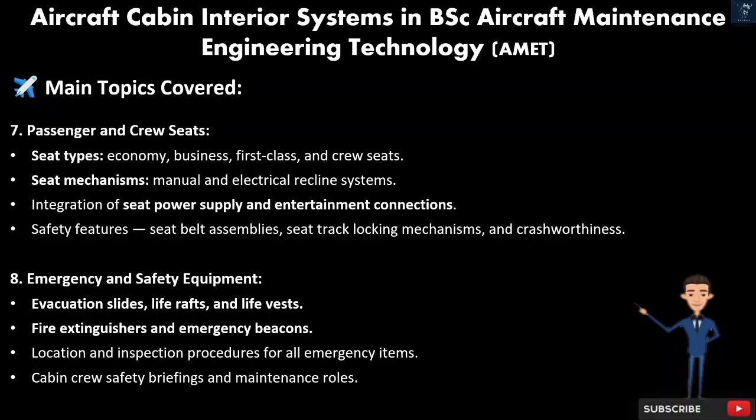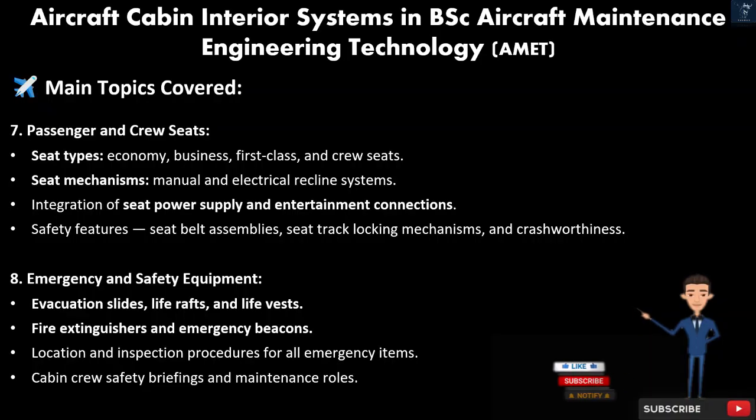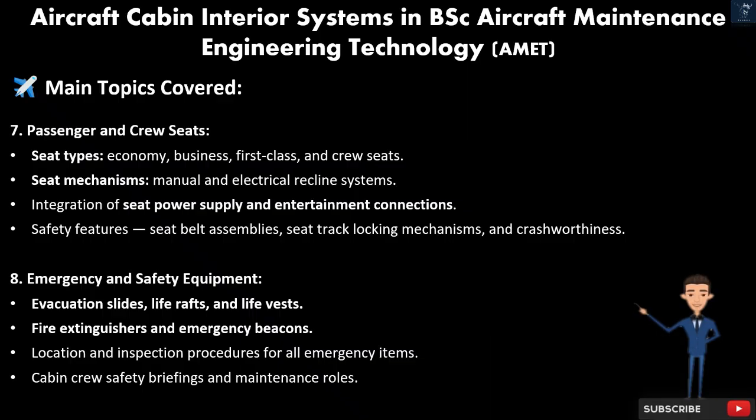7. Passenger and crew seats. Seat types: economy, business, first class, and crew seats. Seat mechanisms, manual and electrical recline systems. Integration of seat power supply and entertainment connections. Safety features: seat belt assemblies, seat track locking mechanisms, and crashworthiness.